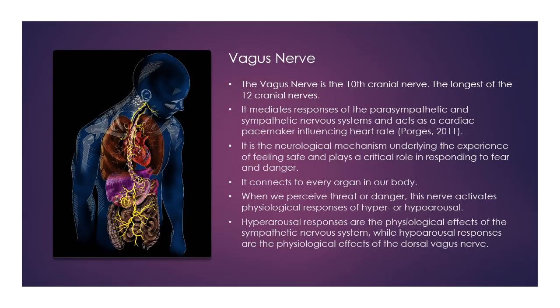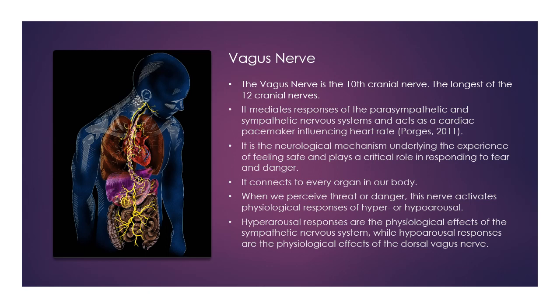So let's start with an overview of the vagus nerve. The vagus nerve is the 10th cranial nerve, the longest of the 12 cranial nerves. It mediates responses of the parasympathetic and sympathetic nervous system and acts as a cardiac pacemaker influencing heart rate. It is the neurological mechanism underlying the experience of feeling safe and plays a critical role in responding to fear and danger. It connects to every organ in our body.